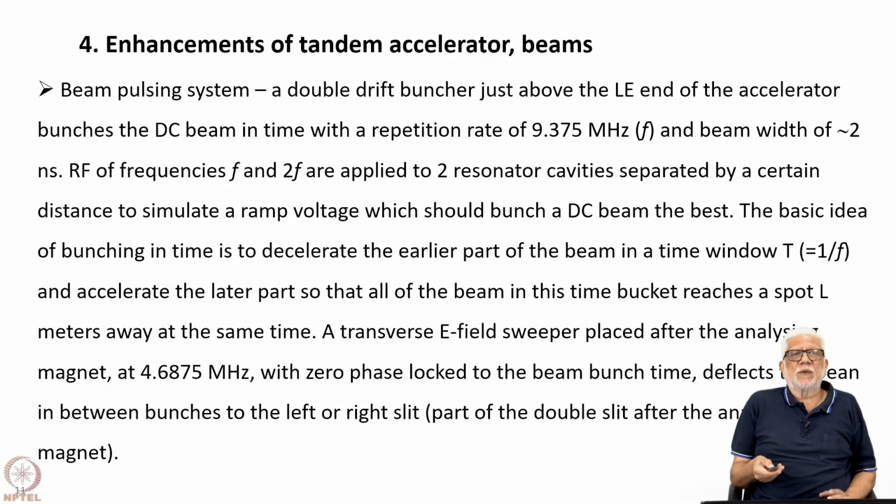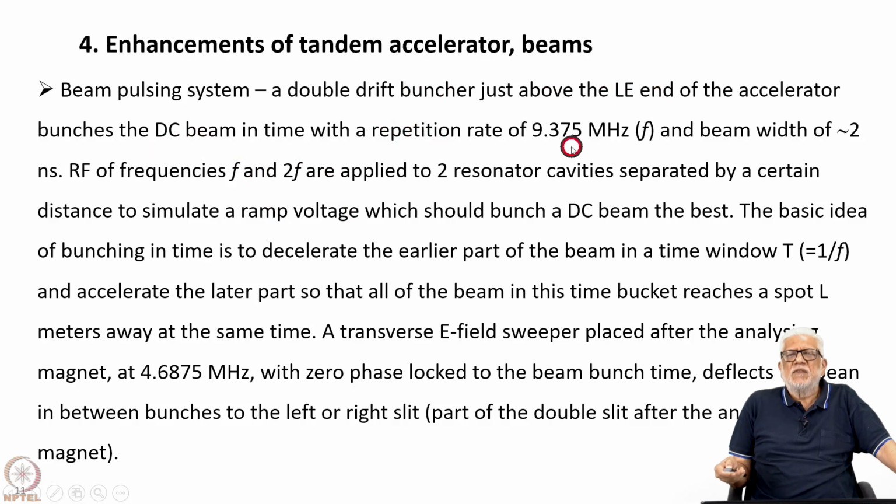I will now talk about some of the enhancements of tandem accelerators and beams and so on. One is of course the beam pulsing system, which I have already mentioned. In the Pelletron, we use a double drift buncher, which is just above the low energy end, and basically it bunches the DC beam with a repetition rate of roughly 9.4 megahertz, and you can ultimately get a beam width at the output of the accelerator of about 2 nanoseconds, full width at half maximum.